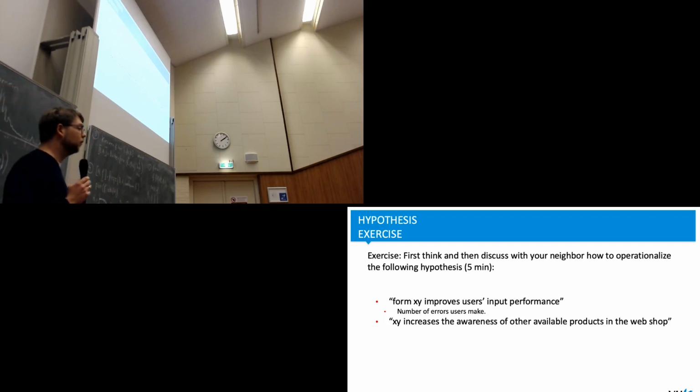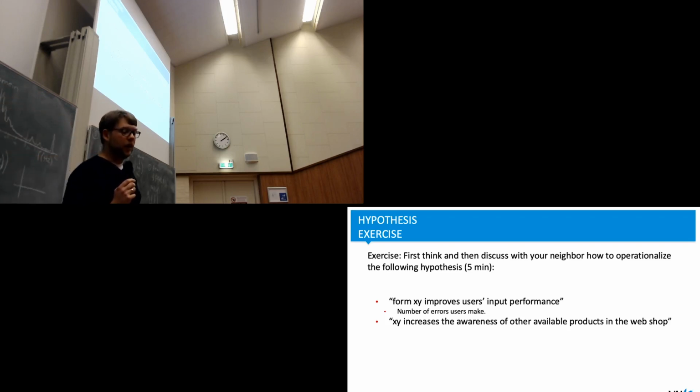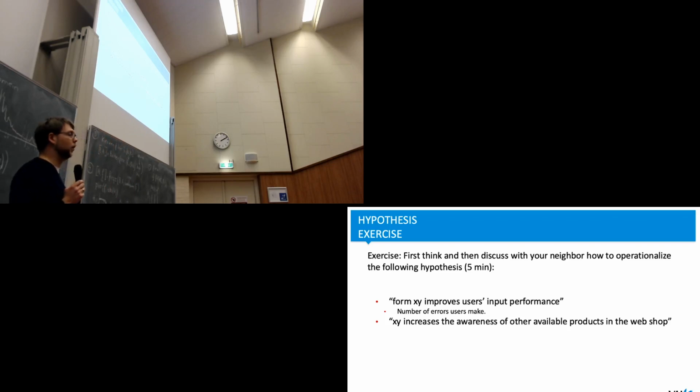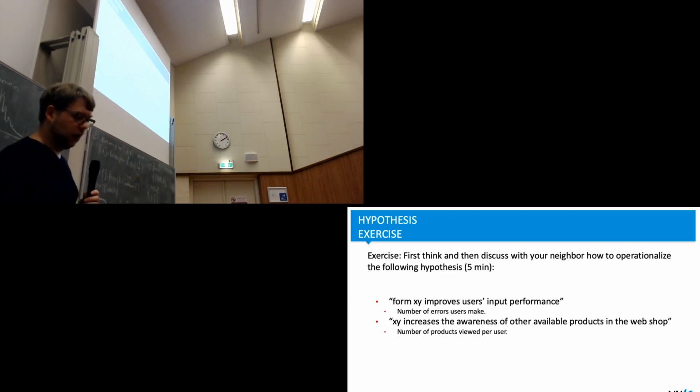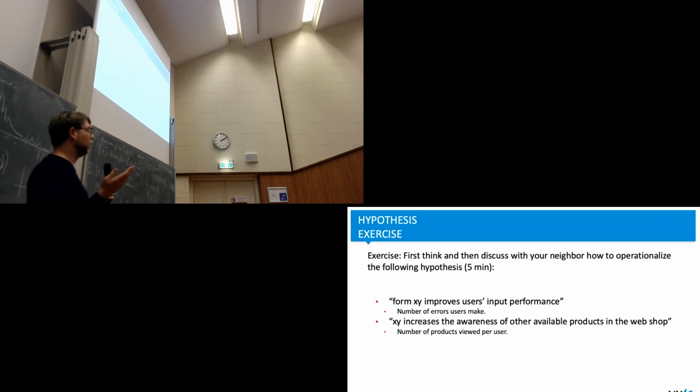Then what about the next hypothesis, that our interface increases the awareness of other available products in our web shop? Yes? Well, you can measure the sales of that product before you added it, like "other users bought this product with this". So you could, for example, say, we release the new interface and then we measure how often a certain product was sold before and afterwards. You could either say sold, or you can say we have a look at how often a specific product was actually viewed.